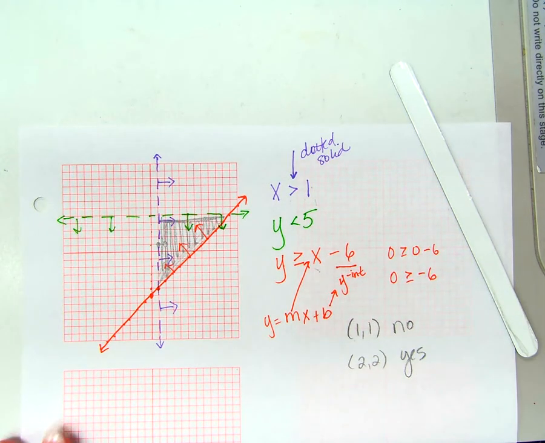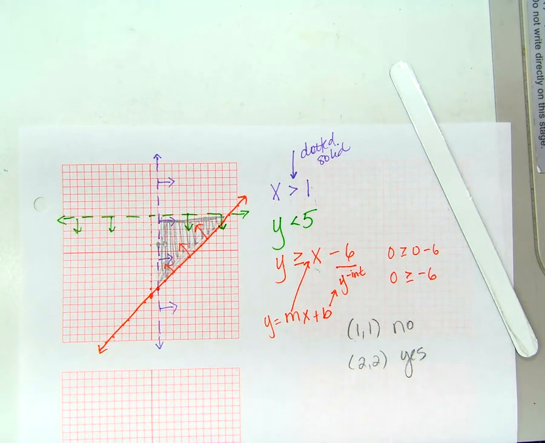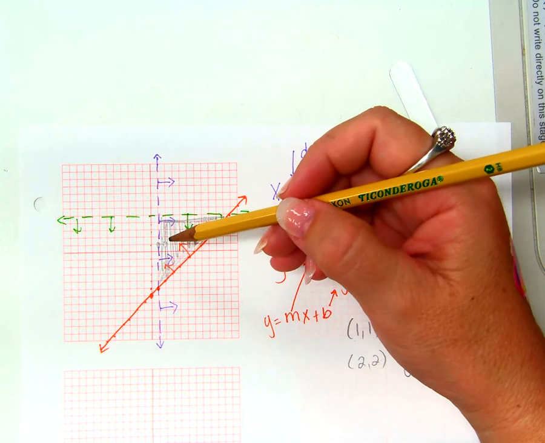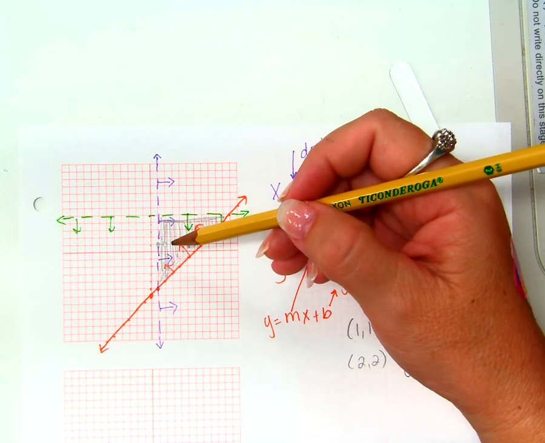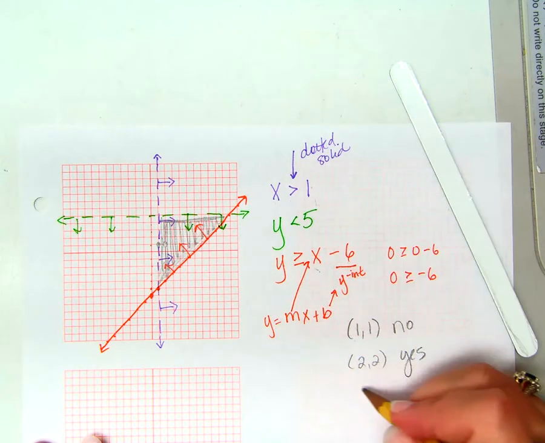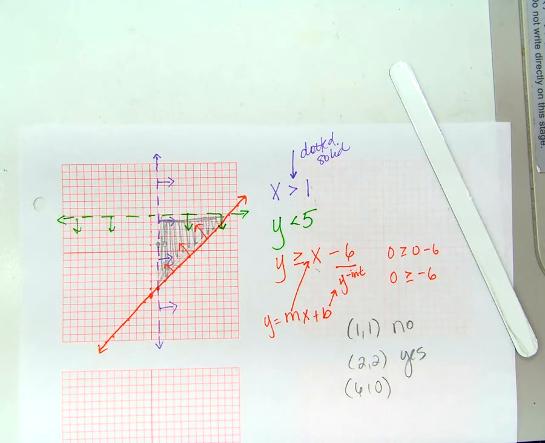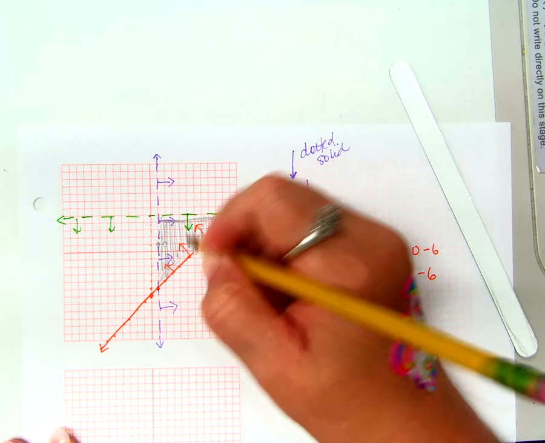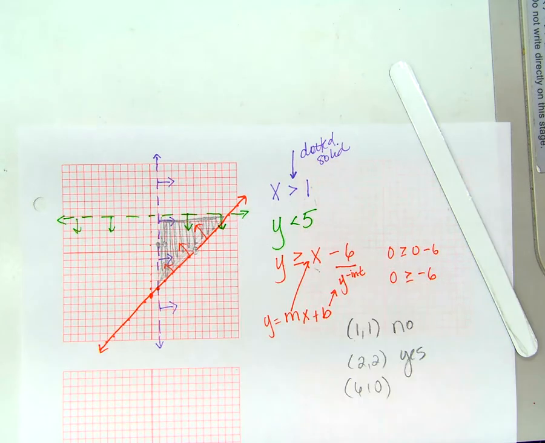Okay? So can I be argumentative? Is that allowed? Oh, I mean, I can. Believe me, I can. I'm just asking if I have your permission to try something with you real fast. (6, 0). Is that a solution? Where is that? It's on the line, isn't it? You said over here this one doesn't work because it's on the line.